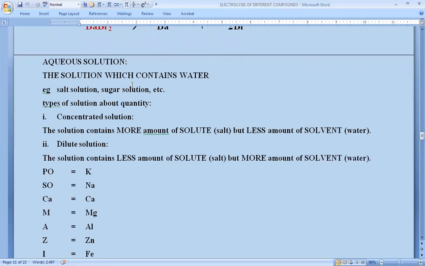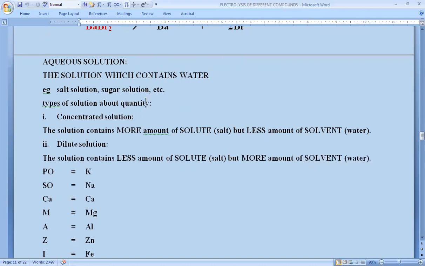A solution can also be prepared when grease or oil mixes in petrol. This is also a solution because the solute dissolves in the solvent. But an aqueous solution is specific. When a solute, any kind of ionic compound, dissolves in water, this type of solution is known as an aqueous solution, like salt solution, sugar solution, alcohol solution.